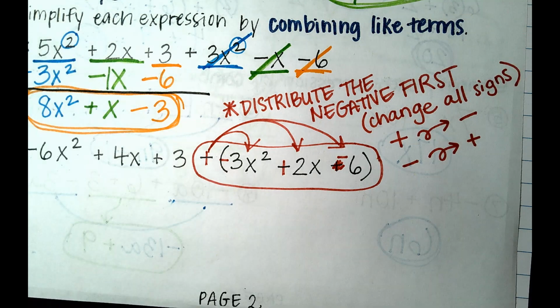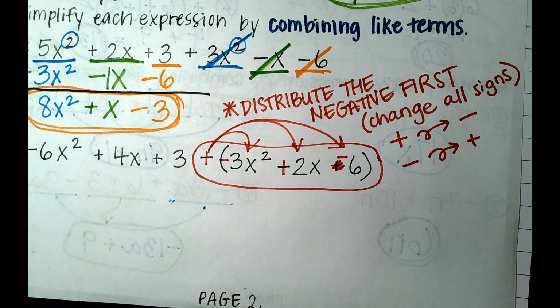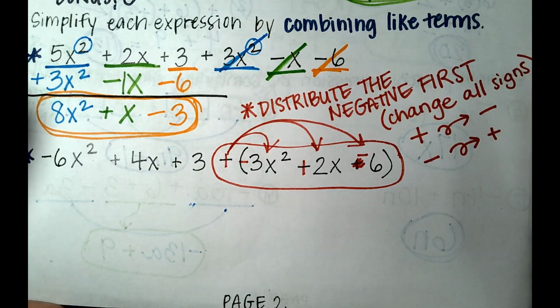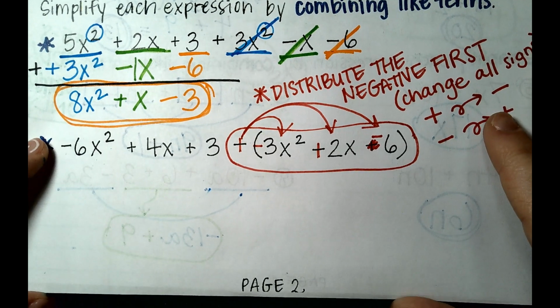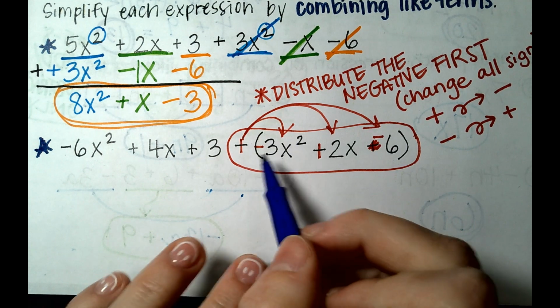Okay, so that's exactly what we did. And once we've changed all of our signs, then we can start doing exactly what we did in the last problem. We're just going to combine like terms like normal. Okay, so now instead of positive 3x squared, I have negative 3x squared.